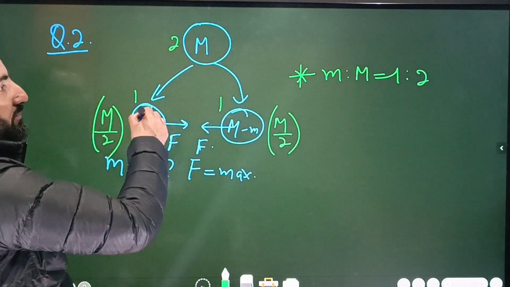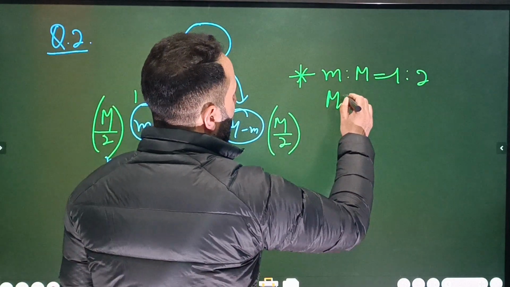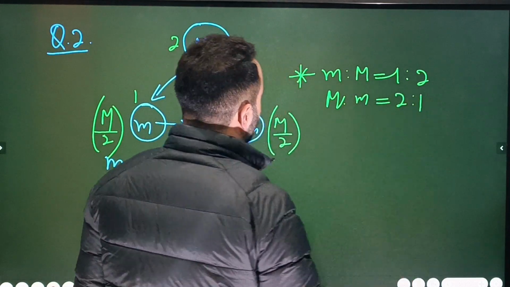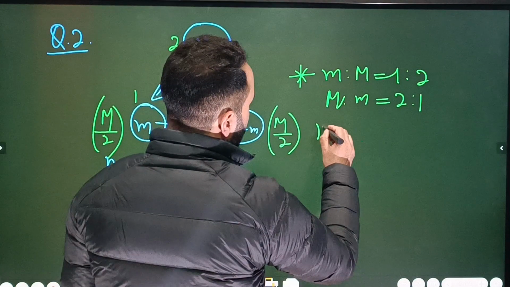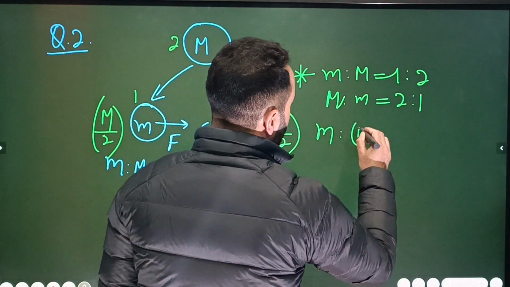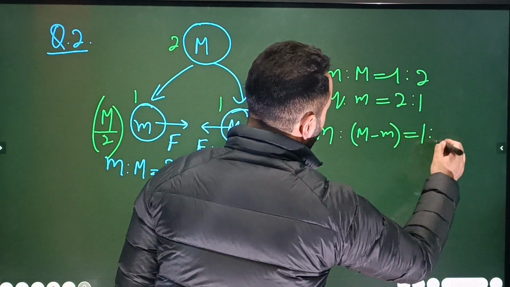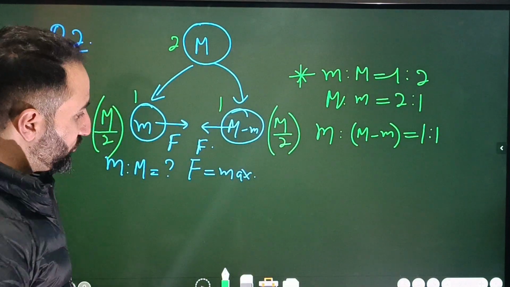Ratio between this and this, capital M is to small m, अगर आपको निकालना है बेटा, so that's obviously equal to 2 is to 1. ठीक है ना बेटा? 2 is to 1. You want to calculate what? Small m is to capital M minus small m. You want to calculate this ratio, obviously it will be equal to 1 is to 1. ठीक है बेटा? Okay, so this was your question number 2.